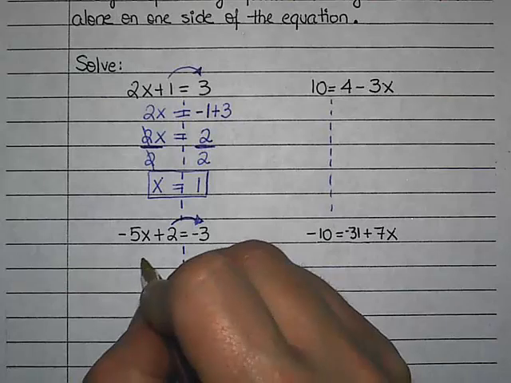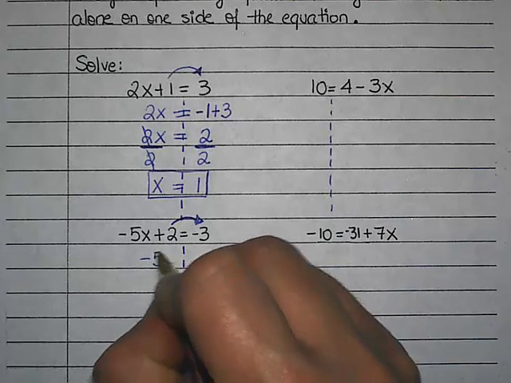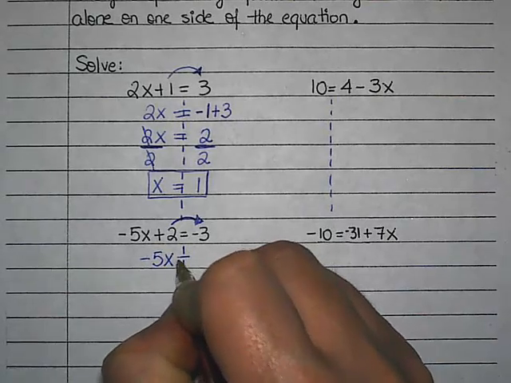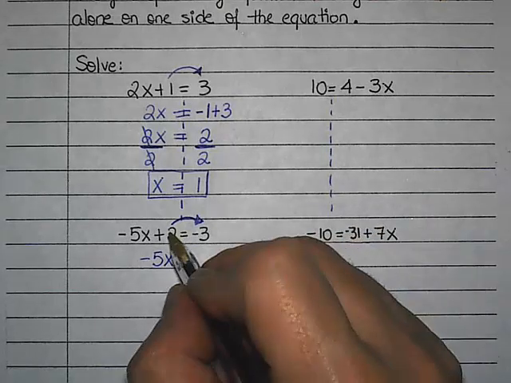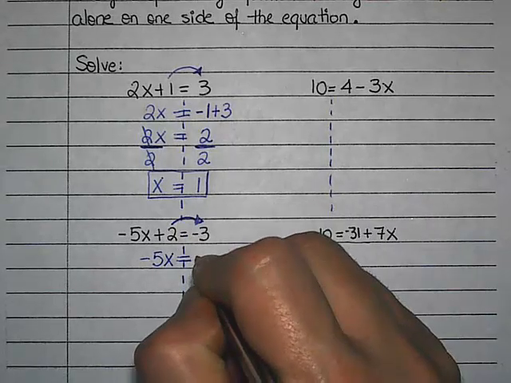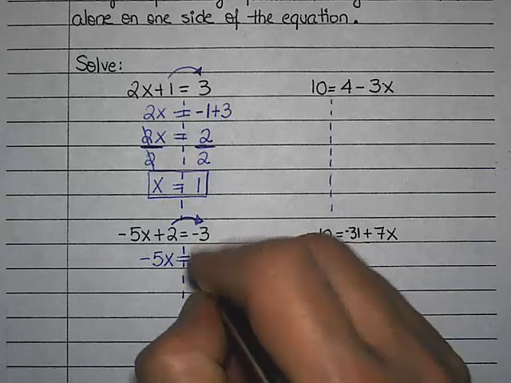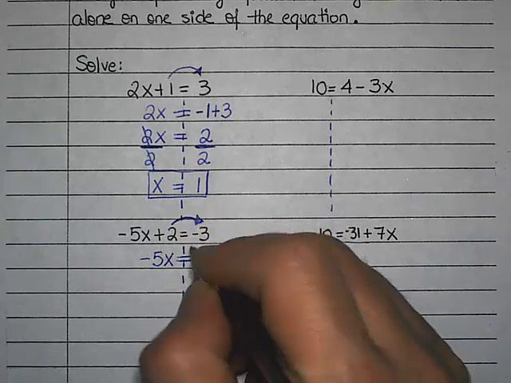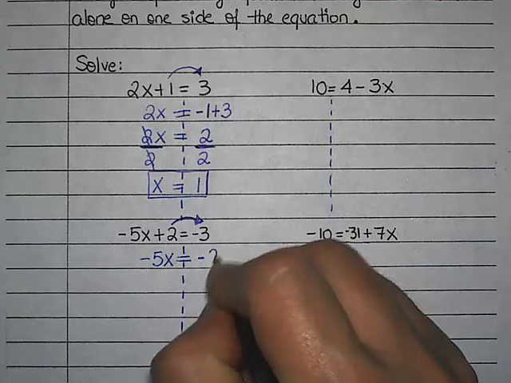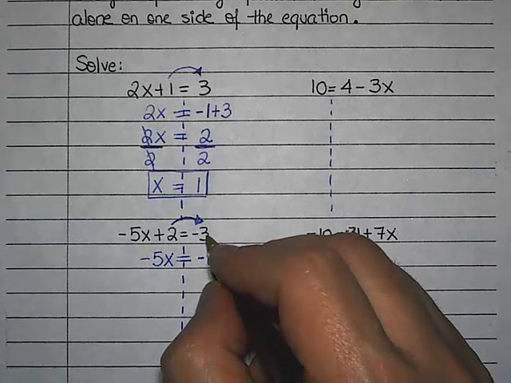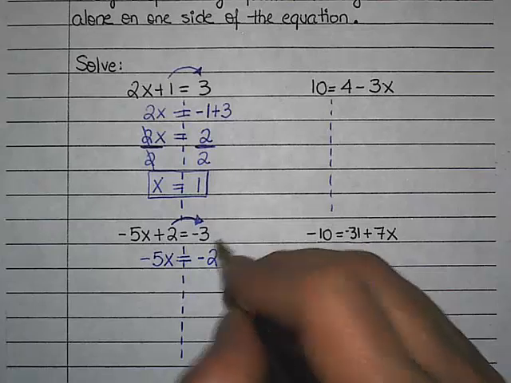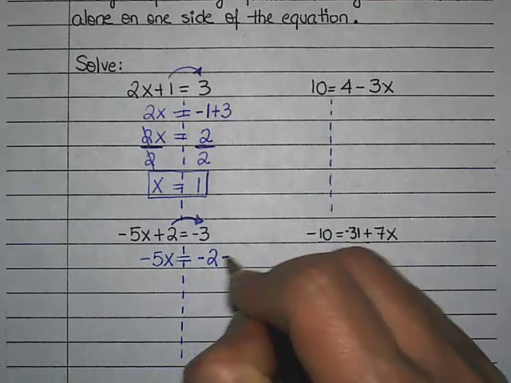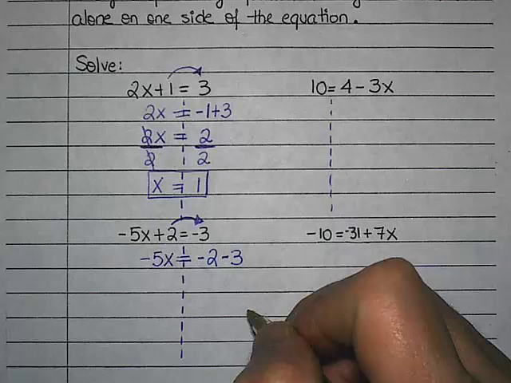So that means the negative 5x is going to stay on this side. So we just bring it down. Put the equal sign. I'm going to move the 2 to the other side. So if I change sides, I need to change the sign of the number. So since the 2 was positive, when it moves to the other side, it will become negative 2. And the 3, because it's going to stay there, we're just going to bring it down. Bring down the negative 3.